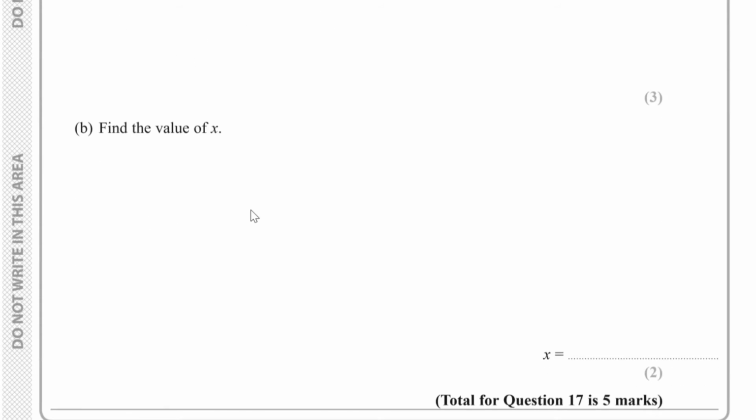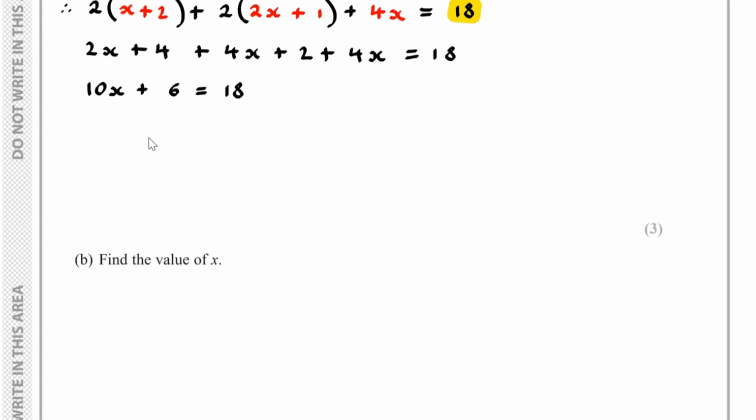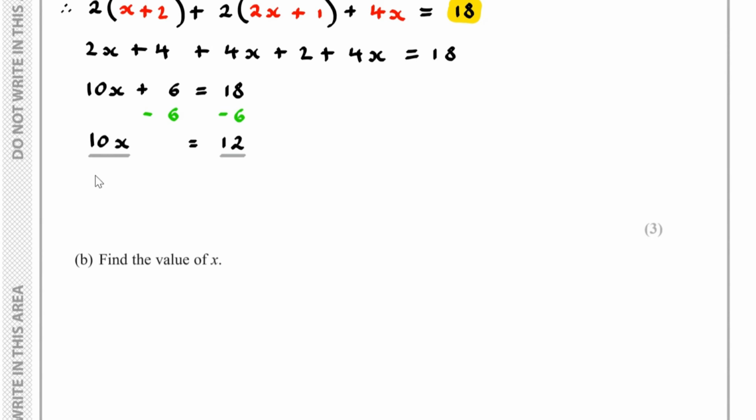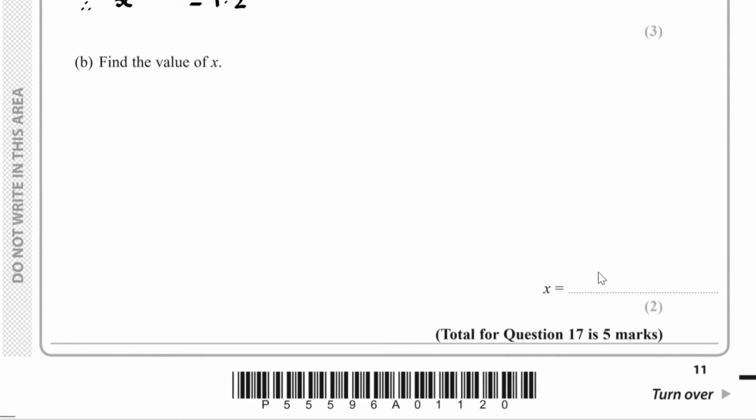Now we have to find the value of x. So now we need to solve this equation. Well, if I subtract 6 from both sides, that means we are left with 10x is equal to 12, and if I now divide both sides by 10, then what we are left with is x equals 1.2. So we have x equals 1.2.